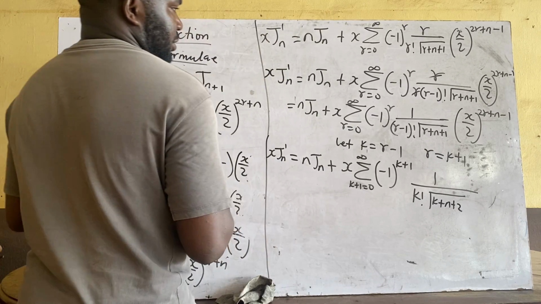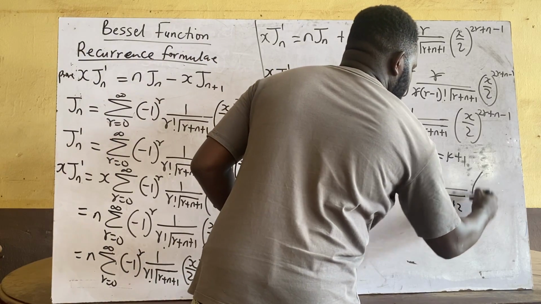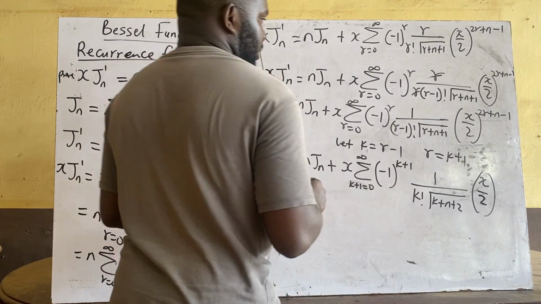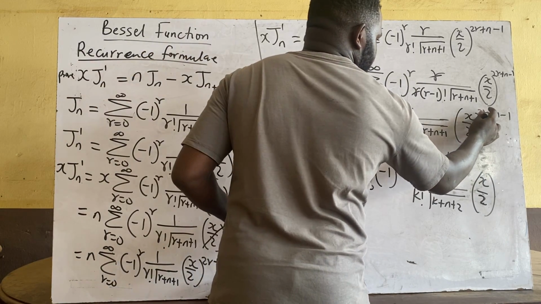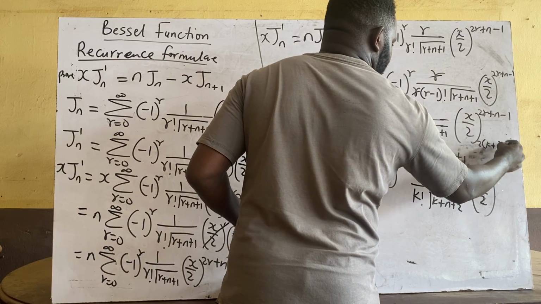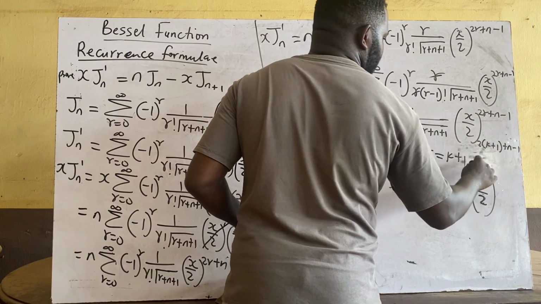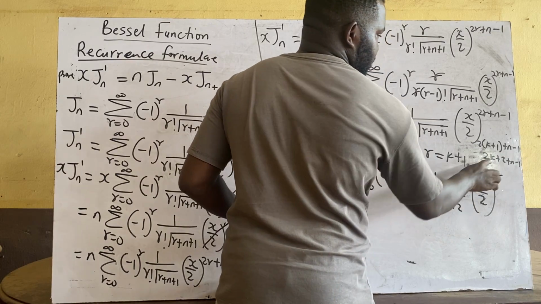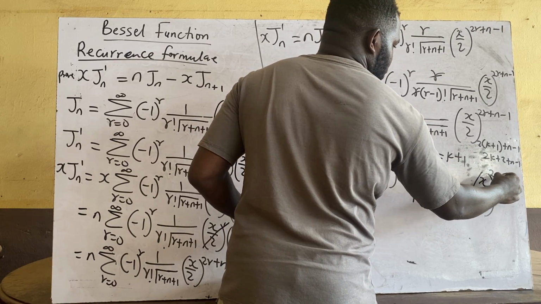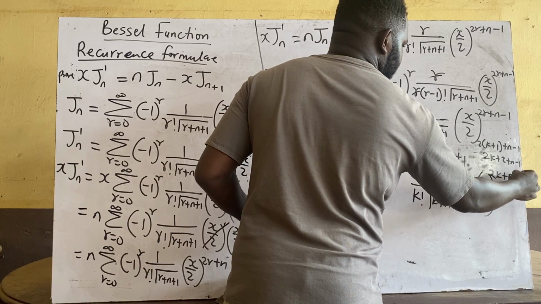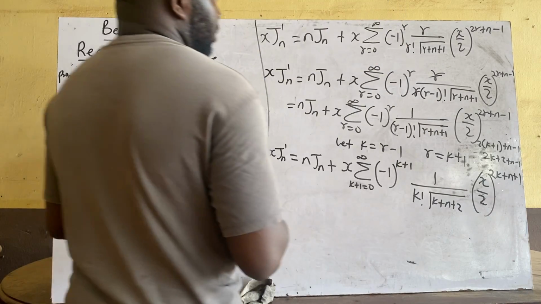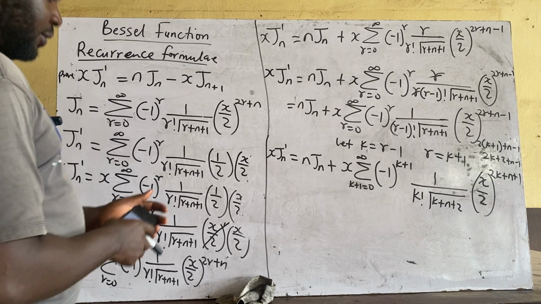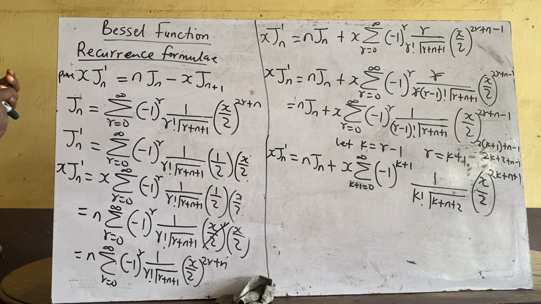I hope you understood that. So I'm left with x over 2 into, now this is 2 into k plus 1, then plus n minus 1. So this will give you 2k plus 2 plus n minus 1. This and this will give you plus 1. So I'm left with 2k plus n plus 1. That is what I have there. Is that correct?